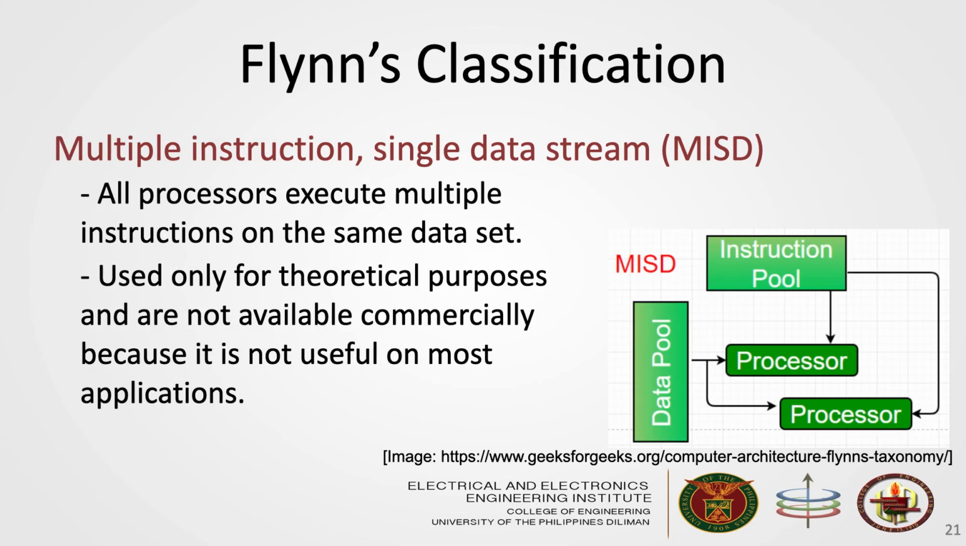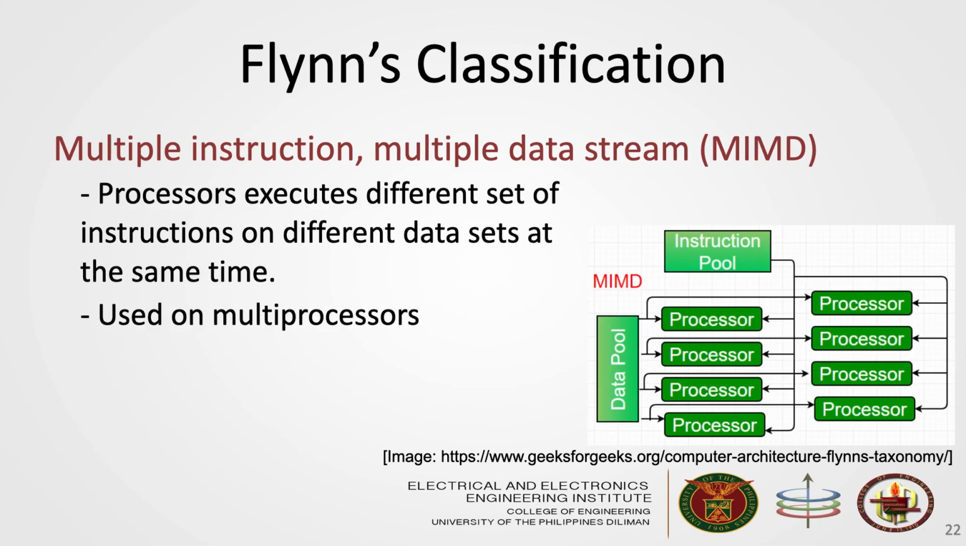The next category is the multiple instruction, single data stream. In this category, all processors execute multiple instructions on the same dataset. A few machines are built using this architecture, but they are not commercially available because they are only used for theoretical purposes. The last category is the multiple instruction, multiple data stream, where the processors execute different sets of instructions on different data sets at the same time. This category is seen on multiple processors that we have these days.